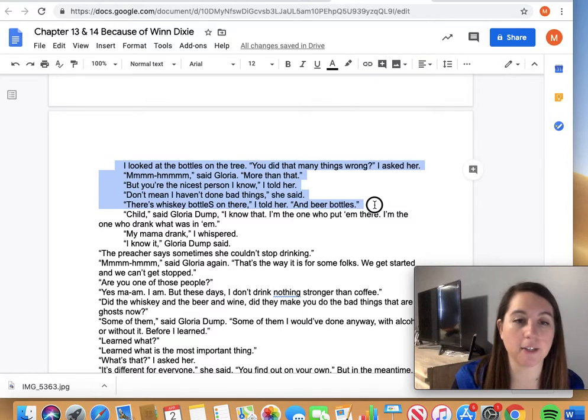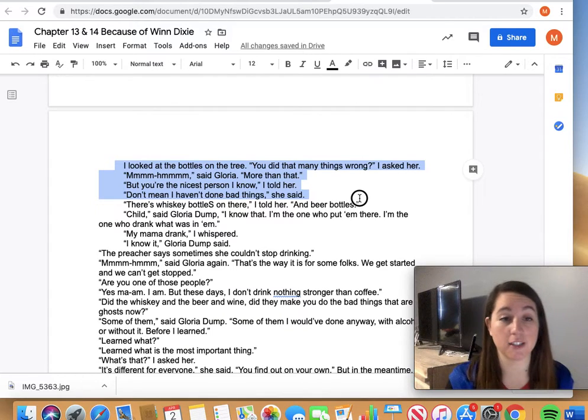I looked at the bottles on the tree. "You did that many things wrong?" I asked her. "Mm-hmm," said Gloria. "More than that." "But you're the nicest person I know." "That don't mean I haven't done bad things," she said.